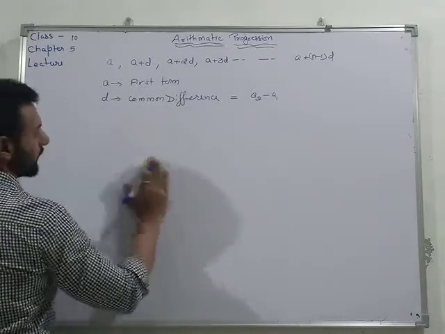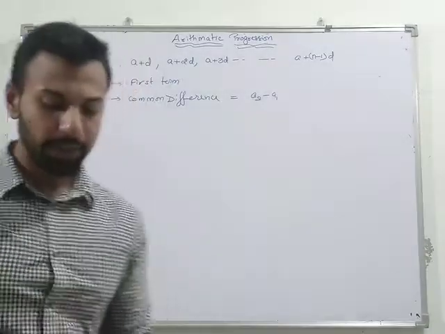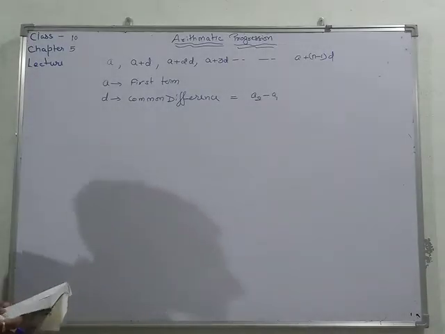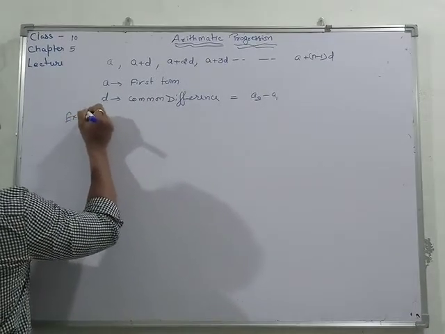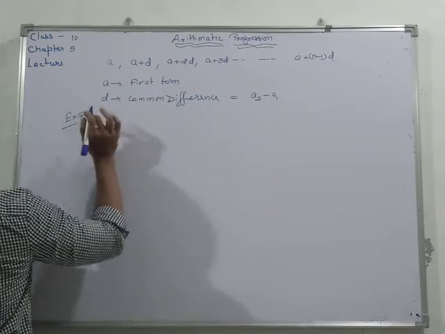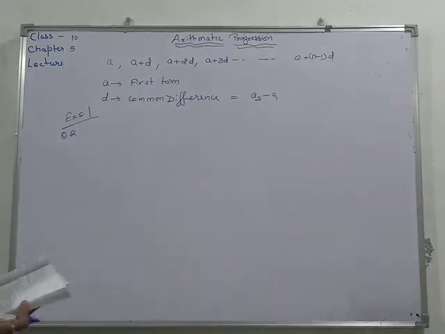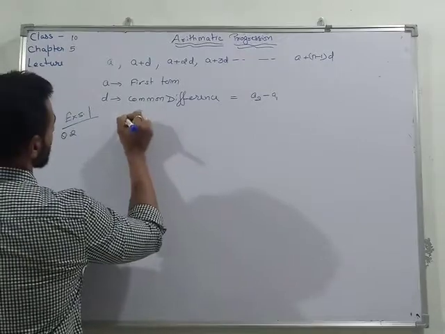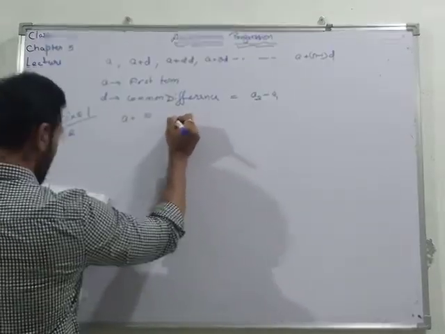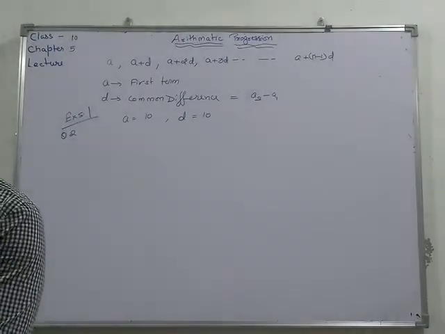And let us see one of the examples on this concept. I am taking question number 2 of exercise 5.1. Write the first four terms of an AP when the first term a and the common difference d are given. First term a is given as 10 and common difference is also given as 10. Find the first four terms.